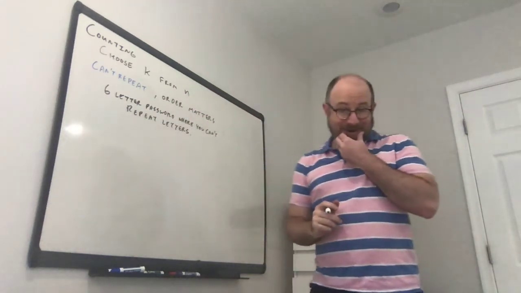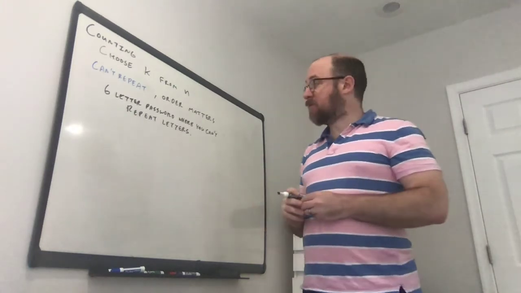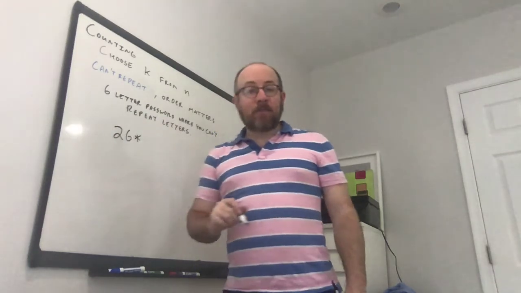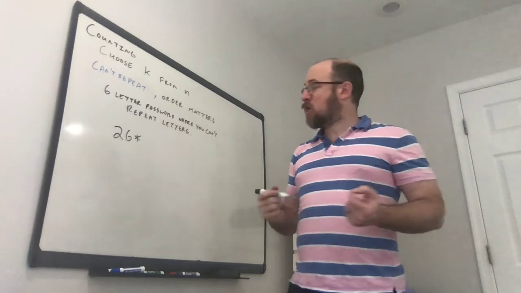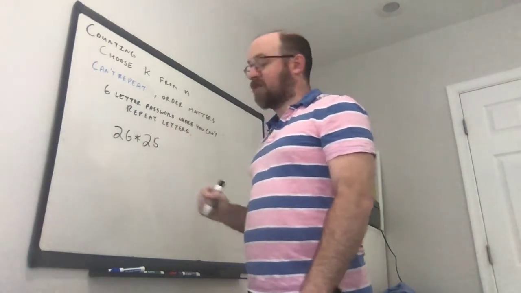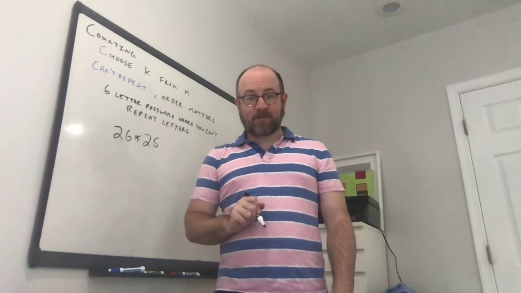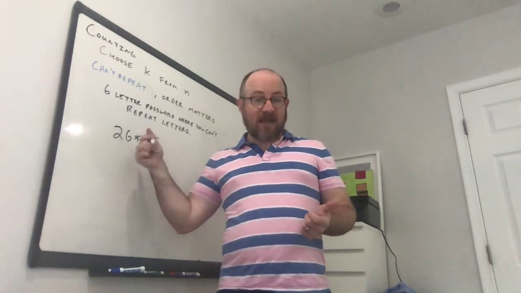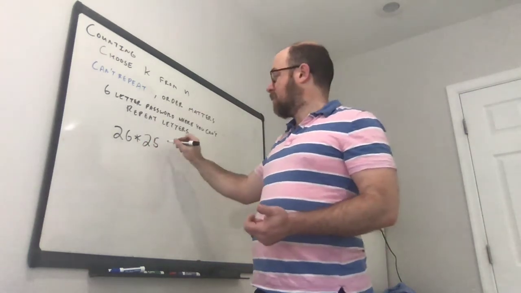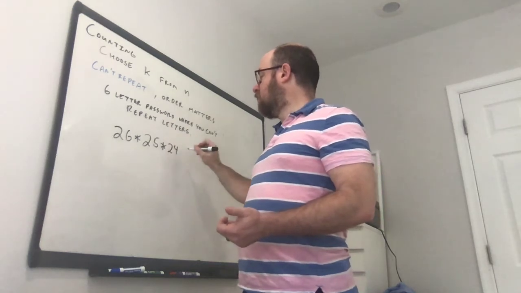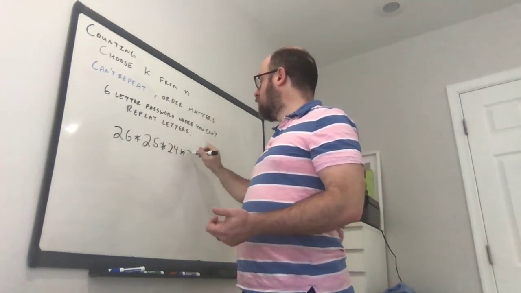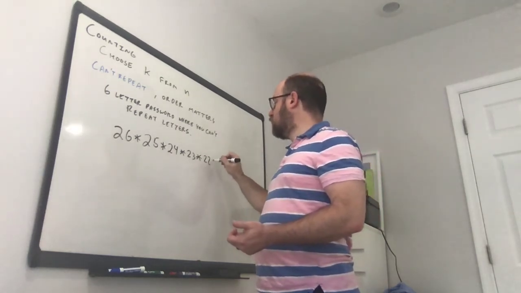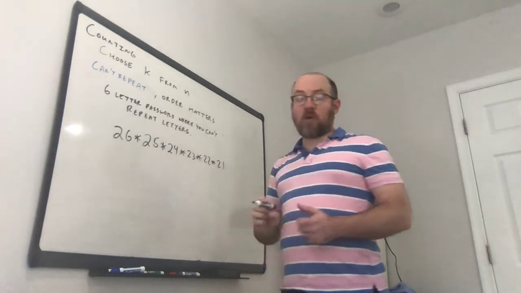Well, what's changed here? If you can't repeat letters, you've got 26 choices still for the first letter, but since the second letter has to be different, you've only got 25 choices for the second letter. Okay? So if you chose A for the first letter, for the second one you can choose any letter other than A. Similarly, for the third, 24, for the fourth, 23, for the fifth, 22, and for the sixth, 21.